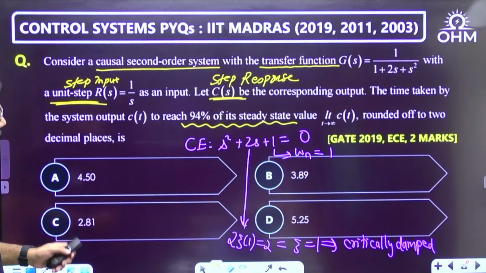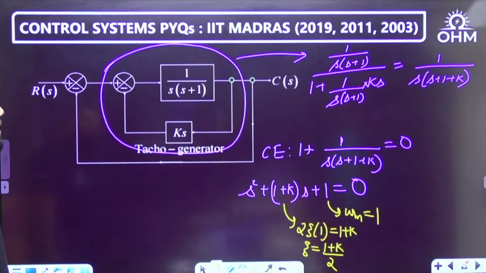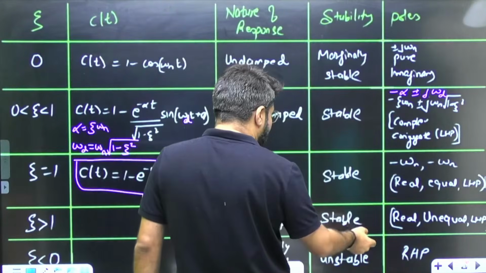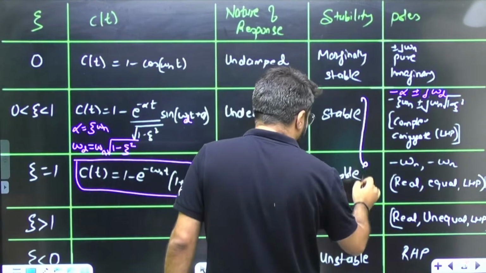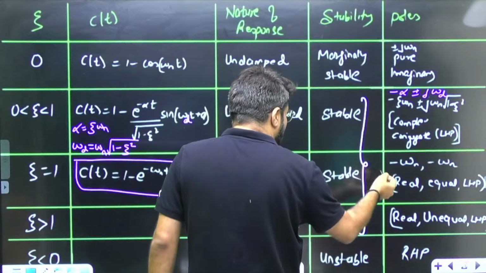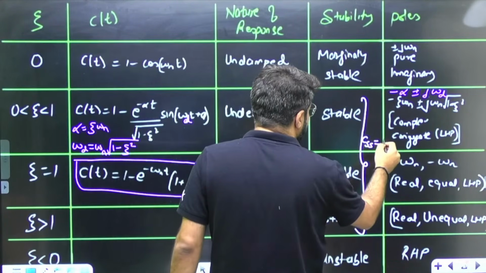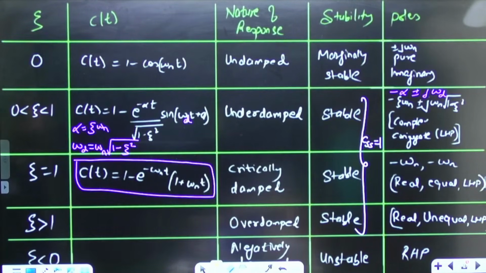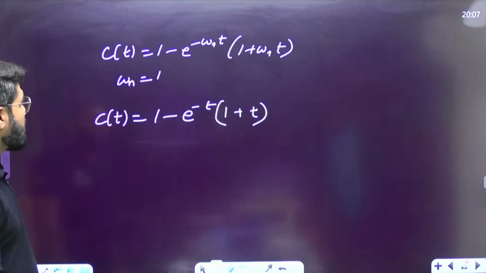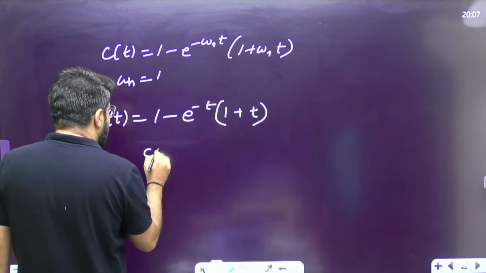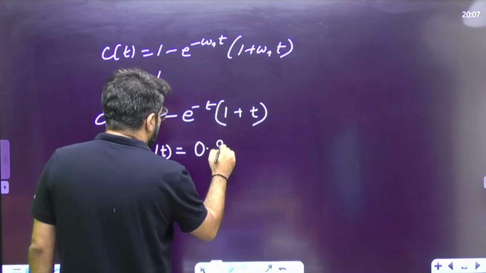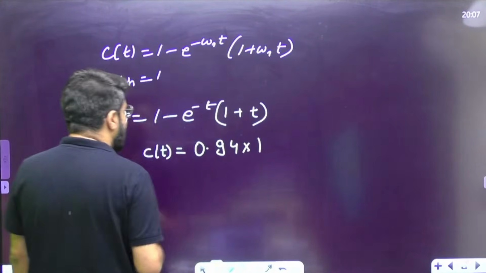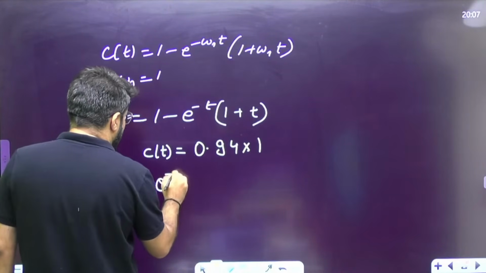The steady state value, whether critically damped or overdamped, in any of these cases, is 1, unity, if the input is a unit step. When it is oscillatory, we cannot define the steady state value in the same way. So I want the value of t at which the output becomes 0.94 times the steady state value, which is 1. So that means 1 minus e power minus t into 1 plus t.